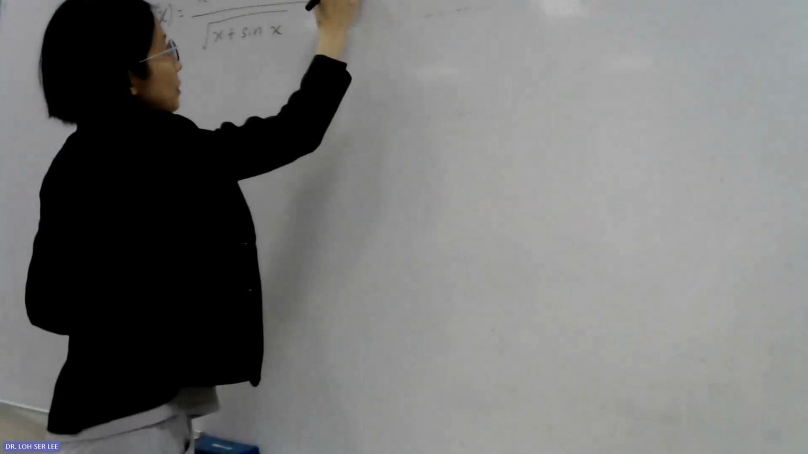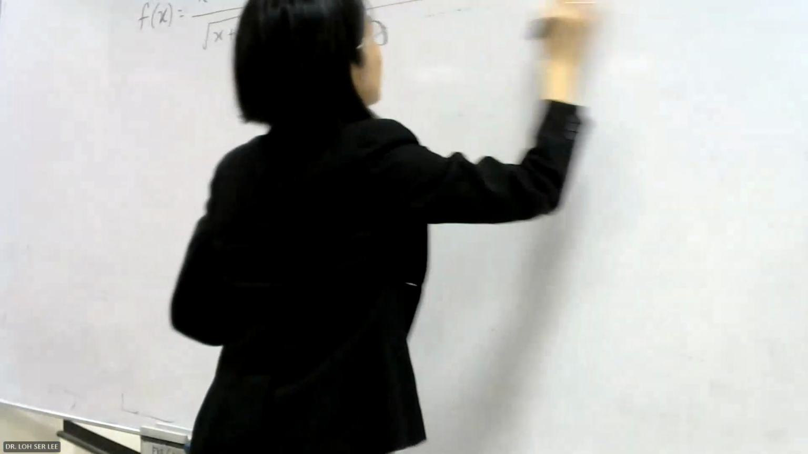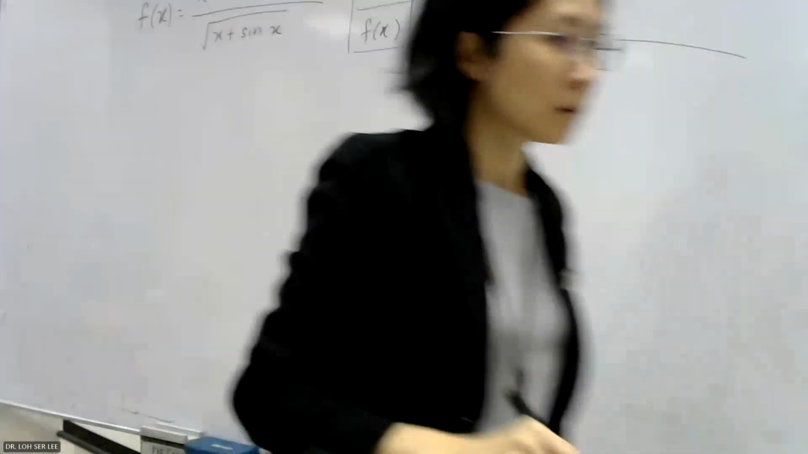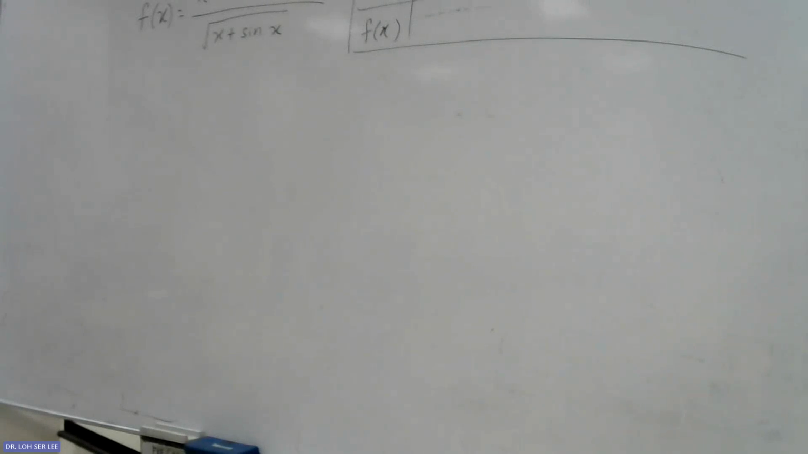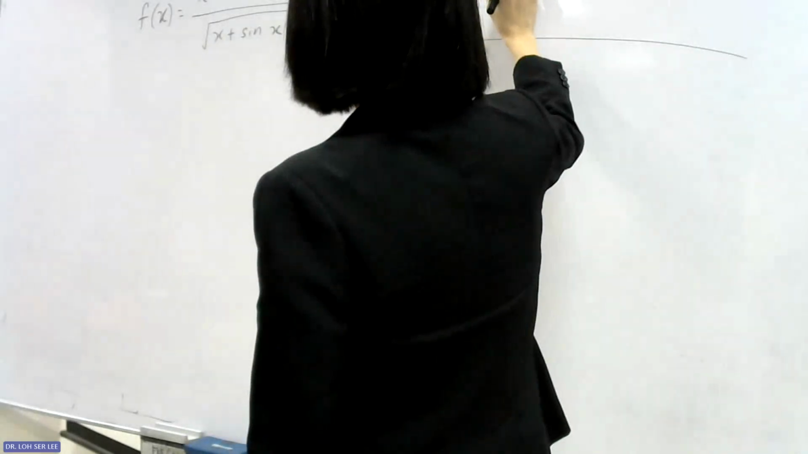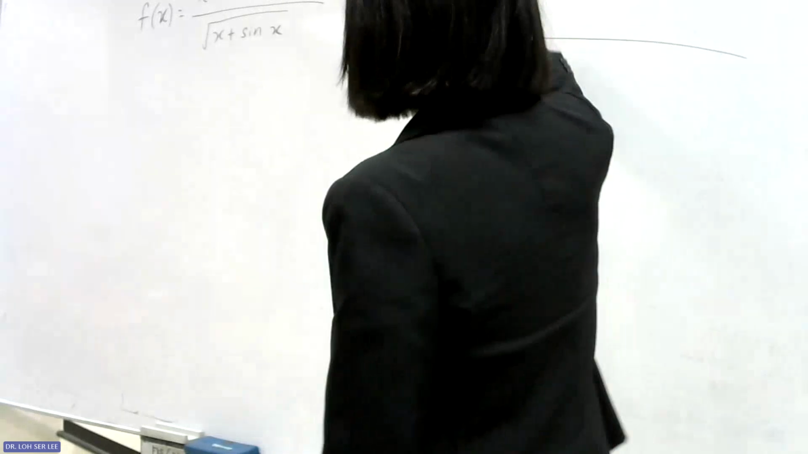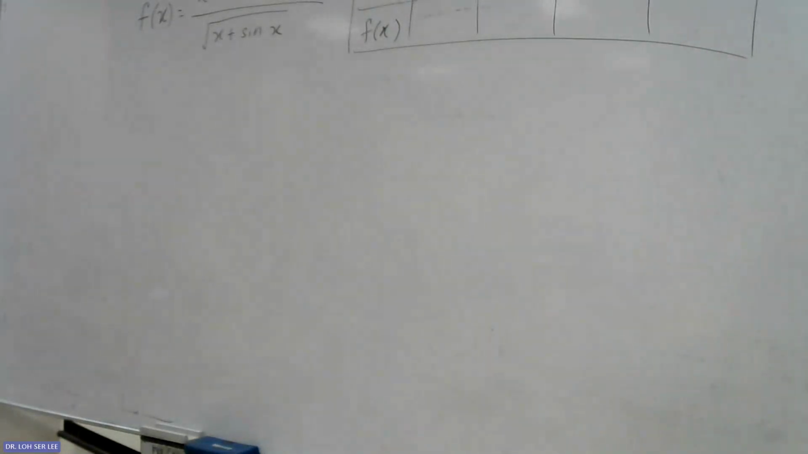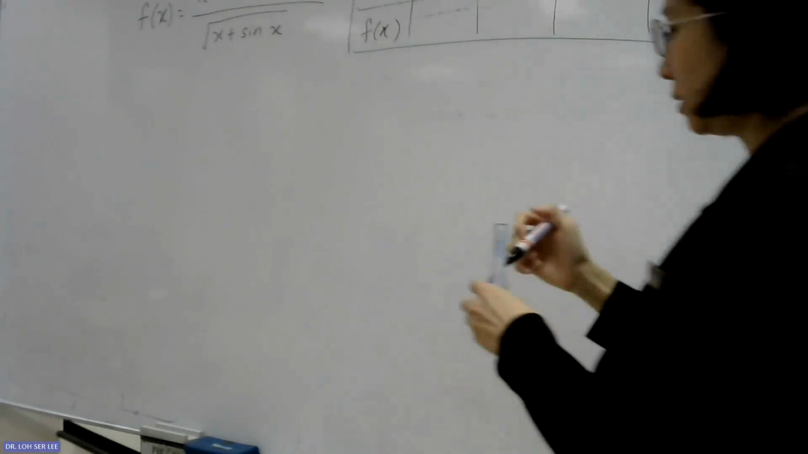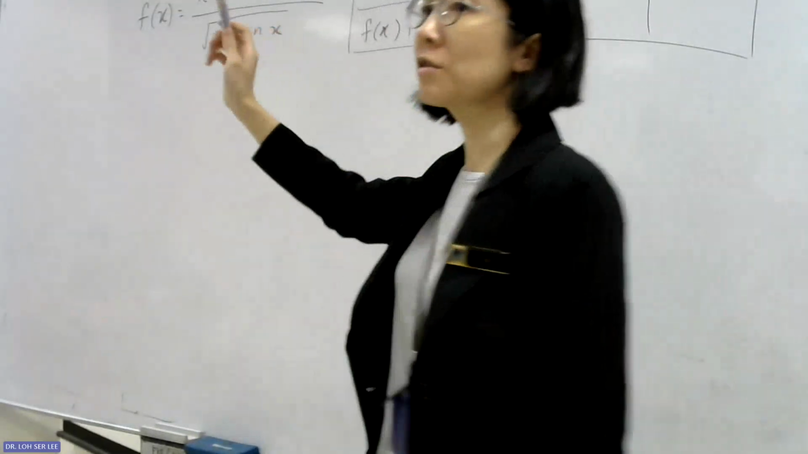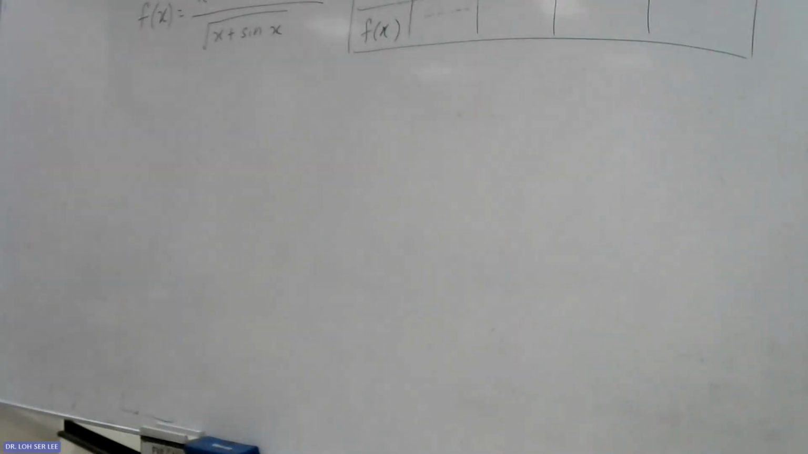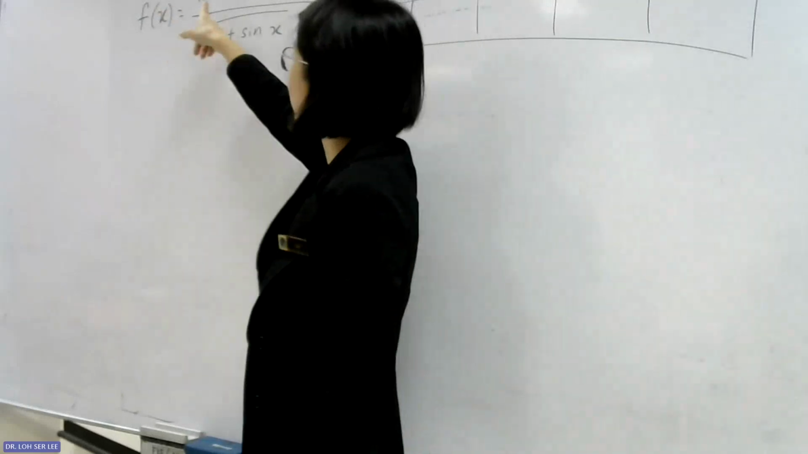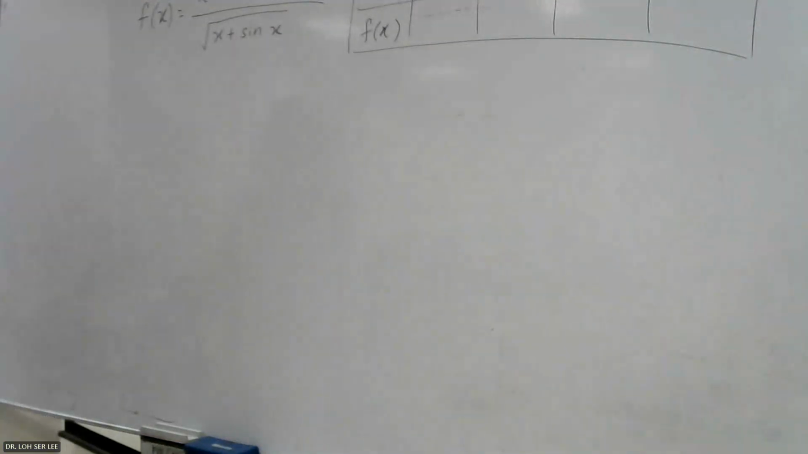Okay, you are asked to use 1, 3, 4, 7. Good. So you need to get the values from your calculator. This is a sine function, a trigonometric function, so make sure your calculator is in radian. Now take out your calculator. Substitute x by 1. What do you get?